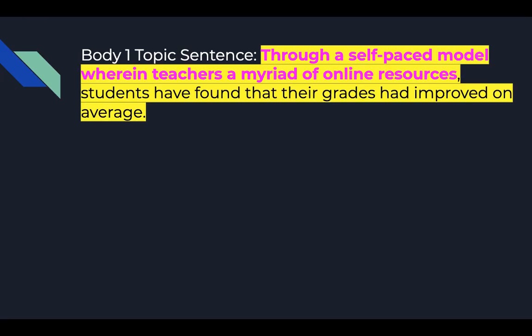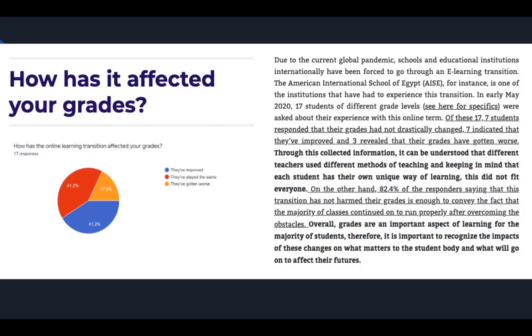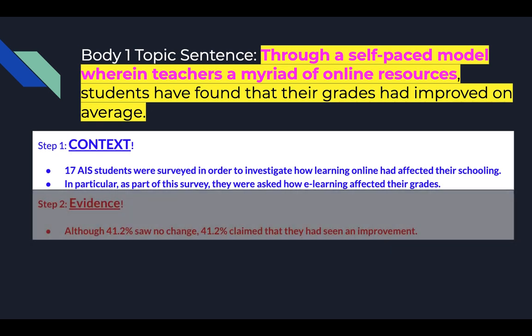Right? So, context, step one. 17 AIS students were surveyed in order to investigate how learning online had affected their schooling. In particular, as part of this survey, they were asked how e-learning affected their grades. That's context. So someone who just gets given 41.2 said they have stayed the same and 41.2 said they've improved, they wouldn't understand that. So I need to give context so someone can understand what the 41.2 are saying they've improved is about. Then I can give the evidence.